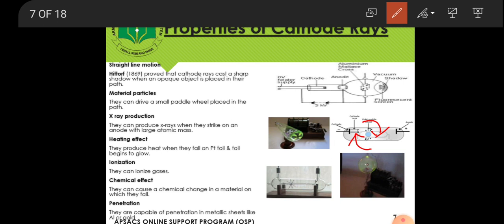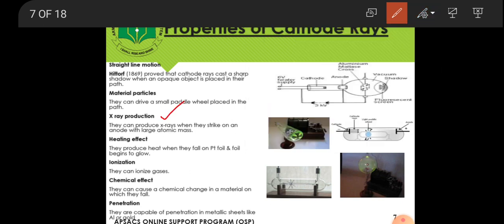So we can say that the cathode rays are material particles because they can move matter, that is a paddle wheel. The paddle wheel is made up of glass, for example, and the cathode rays have a tendency to drive this wheel. The cathode rays possess momentum, that is, cathode rays have a mass. These rays possess some velocity, means these rays have some momentum, and they are material particles because they can move matter.